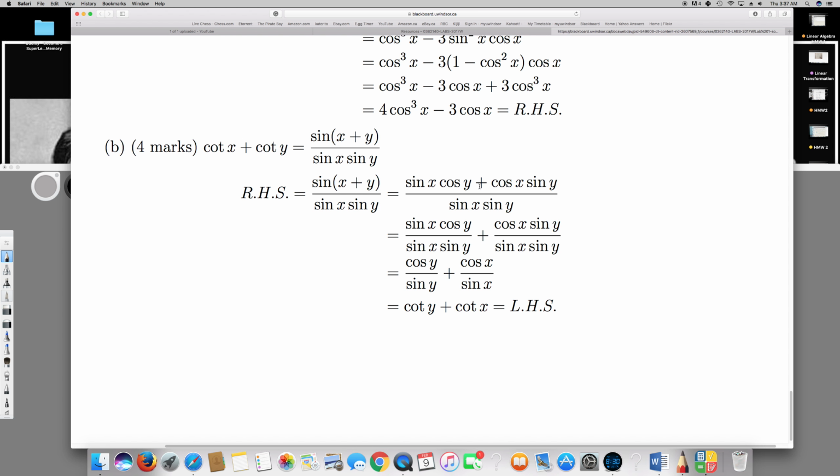Since this is in a common bracket, I can separate them. So it's going to be sin x cos y over sin x sin y, plus cos x sin y over sin x sin y. Sin x cancels, so cos y over sin y, and on the other side sin y cancels, so cos x over sin x. As you know already, cos over sin is equal to cot, so cot y, and cos x over sin x is cot x. So cot y plus cot x, therefore, is equal to the left hand side.